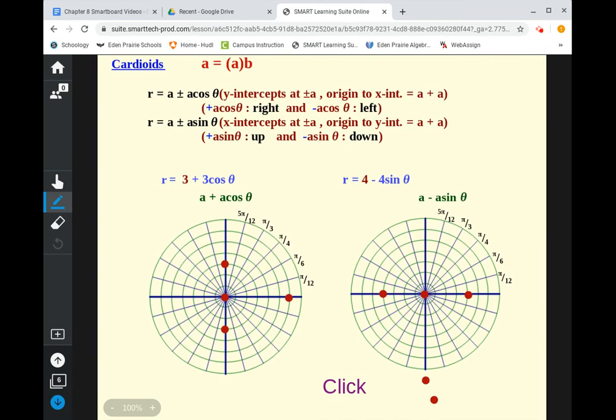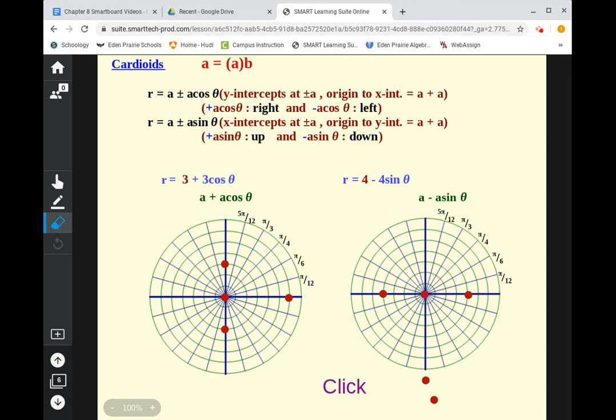Okay, let's look at the examples of the cardioids. The first thing is if r equals a plus or minus a cosine of theta, your y-intercepts, this is very important that you understand this, your y-intercepts are at positive and negative a. So I'm going to take that part first. This is just this first part. I'm going to show you on the first example. It's cosine, so it's going to be on our x-axis. Your y-intercepts are at positive and negative a. In this first example, a is 3.